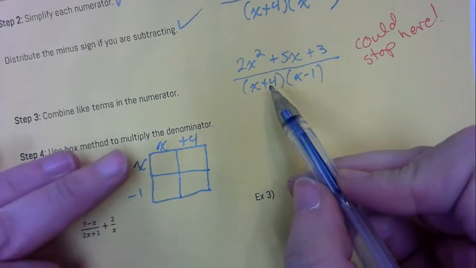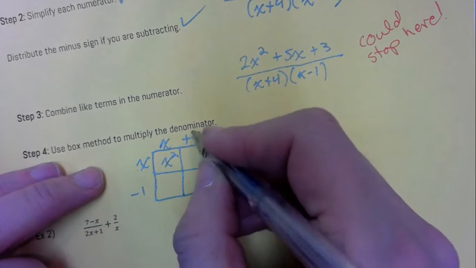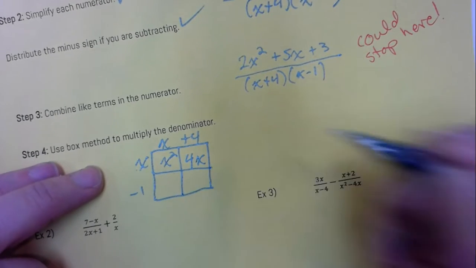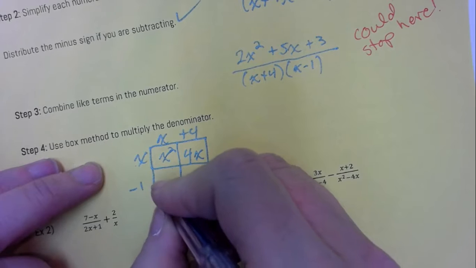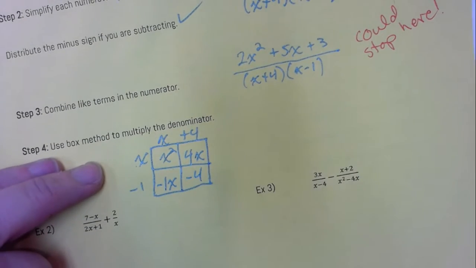Okay, so I have x plus 4 times x minus 1. X times x is x squared. X times 4 is 4x. Negative 1 times x is negative 1x. And negative 1 times 4 is negative 4.